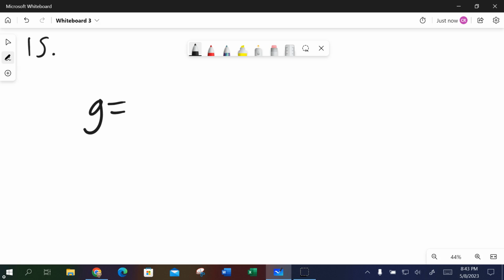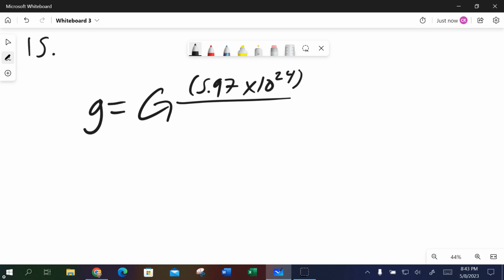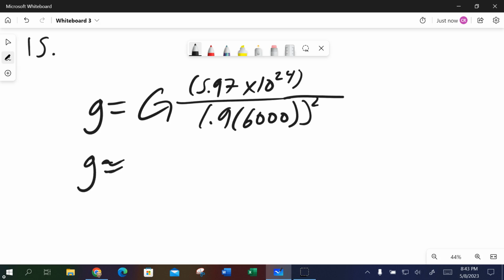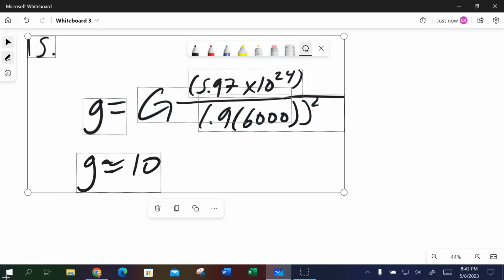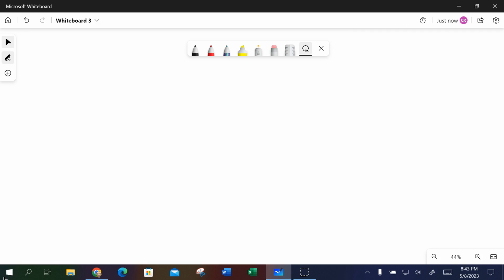So we know that g is just going to be equal to the gravitational constant times the mass of Earth, which is 5.97 times 10 to the 24th divided by 0.9 times 6,000 squared. Plug this into our calculator. It's going to give us roughly 10. And gravity always points towards the center. Therefore, the answer is going to be C. 10 meters per second squared towards the center of the planet.